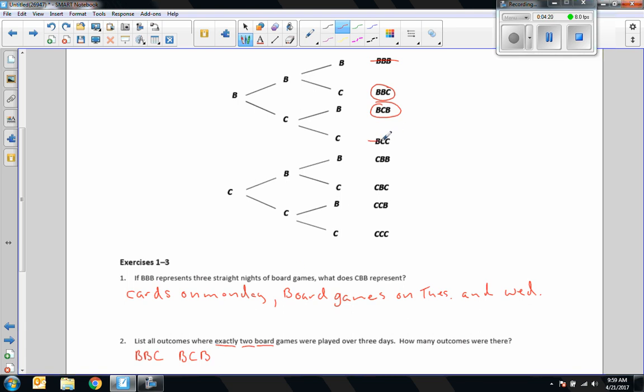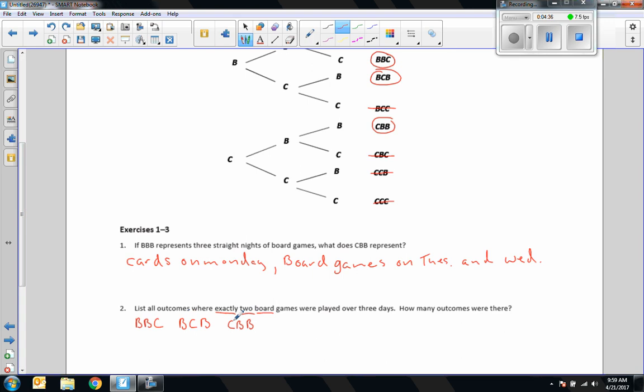This only has 1 B. This has 2 B's. So that was a card game Monday, board game Tuesday, board game Wednesday. This only has 1 B. This only has 1 B. So now that we have finished listing them, there are 3 of them. How many outcomes were there? There were 3. Okay.